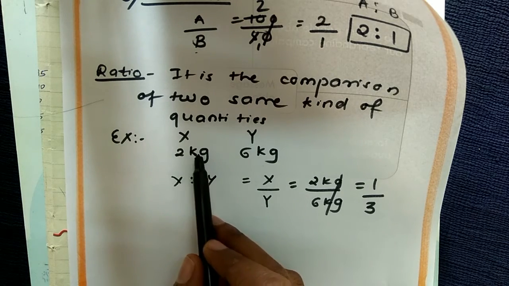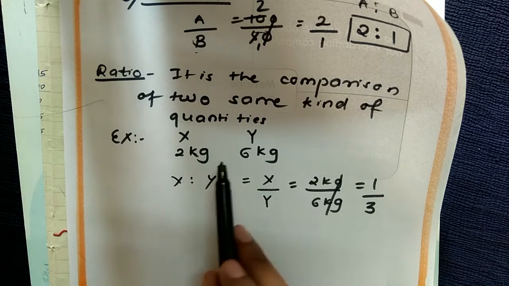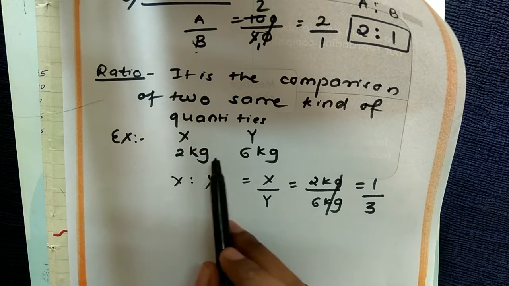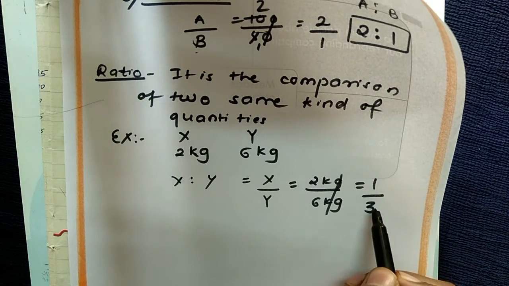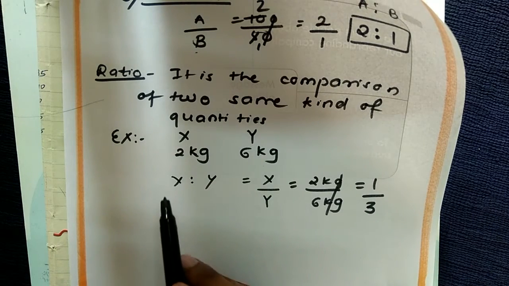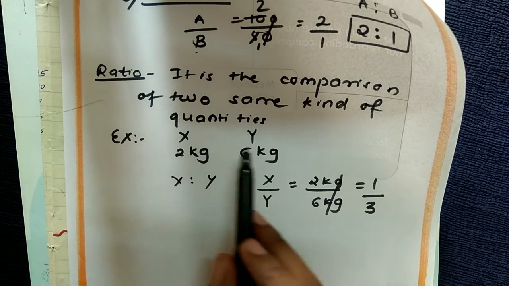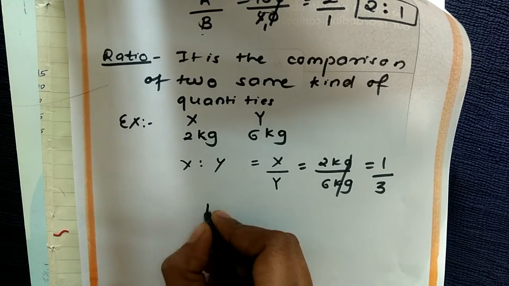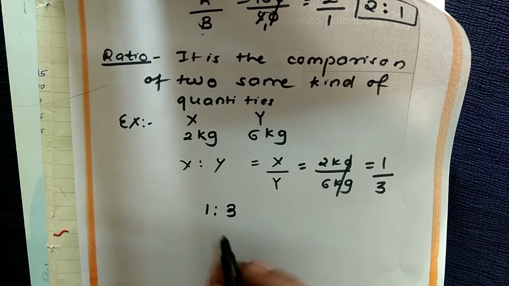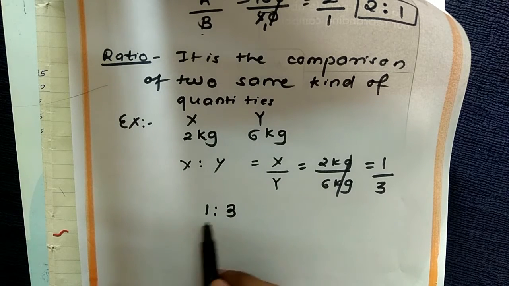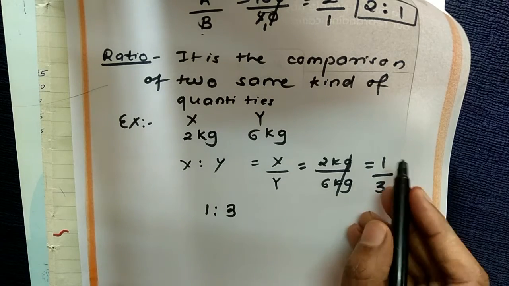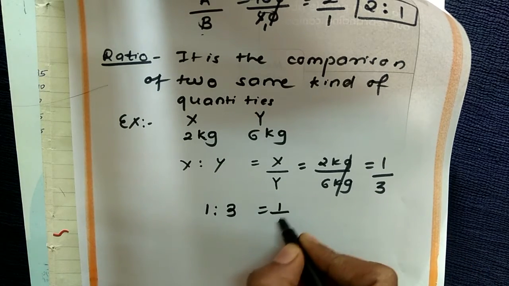Suppose x has 20 kg of rice, let us take. Then y should have 60 kg of rice. That is, 3 times we have to increase. So the ratio of the quantity of weight x and y have, what is it? 1:3. So how to read this? For this colon you have to read it as "is to". Or simply you can write it in fraction form, that is 1/3.